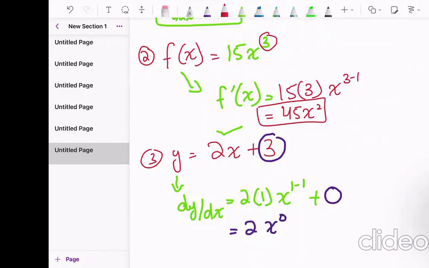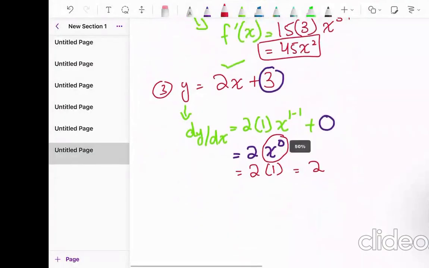Can anybody tell me what is the value of x raised to the power 0? 1. Very good, because any number raised to the power 0 equals 1. So the final answer will be 2. Does everyone understand how we did this? Everything is clear? Please ask. I have told you again and again, if there is any confusion, you have to ask me.